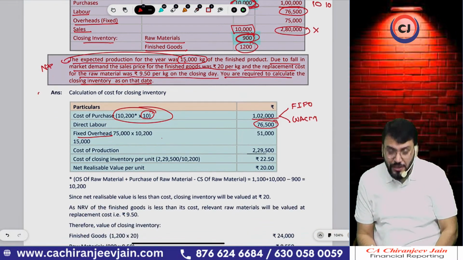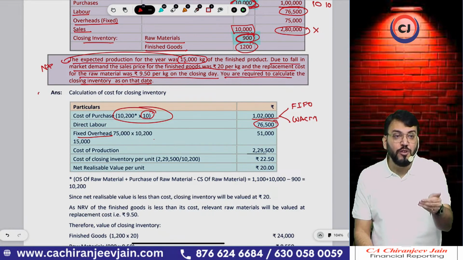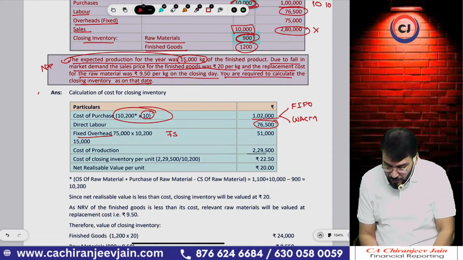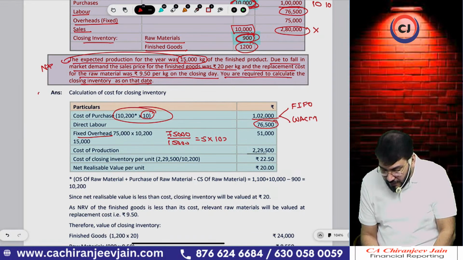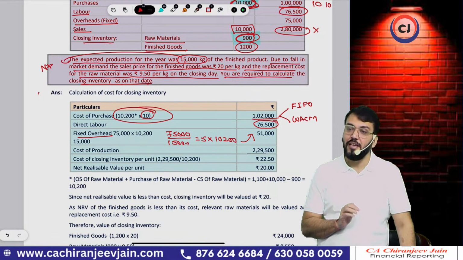So in this case, you can see your actual production is less than normal production. Means there is some abnormal loss. So abnormal loss will not be included in the cost price of inventory. So what you'll do? 75,000 divided by 15,000. How much it is coming? 5. 5 into what? 10,200. This will be added and balance will be charged to profit and loss account as an expense.